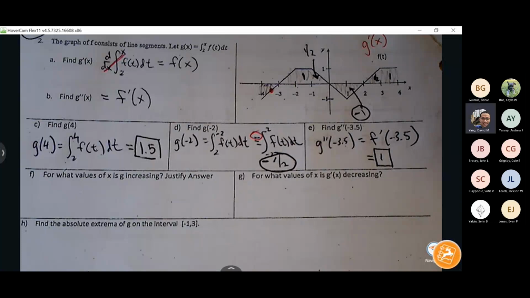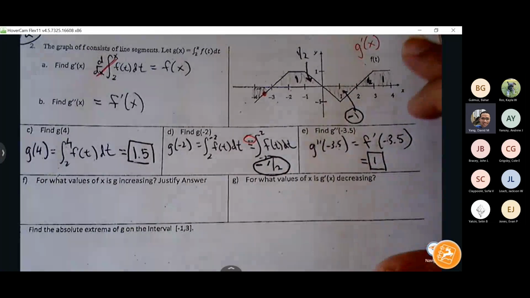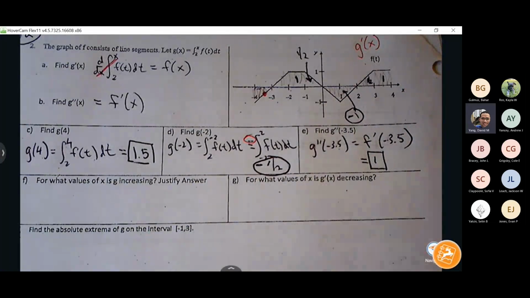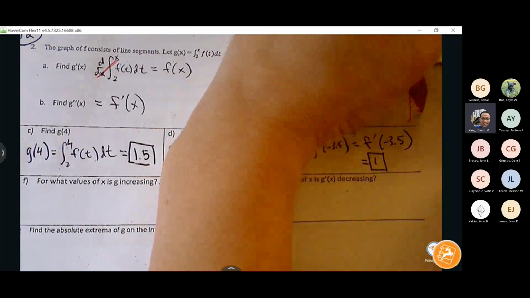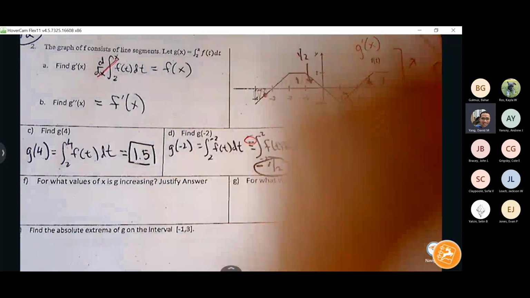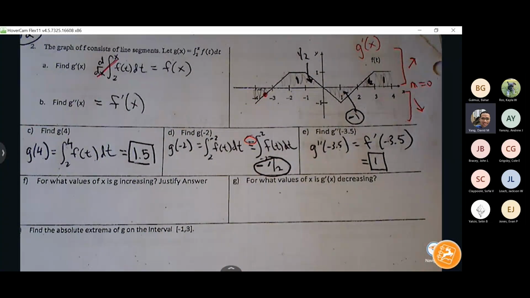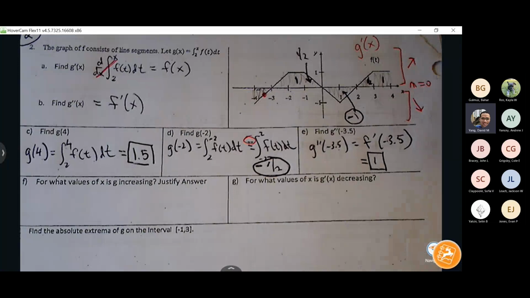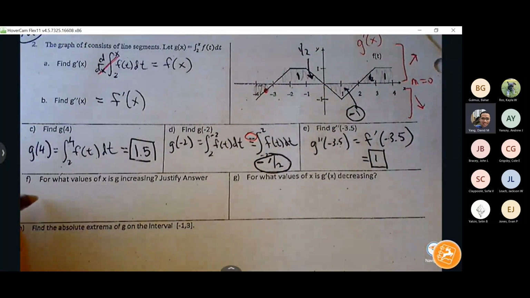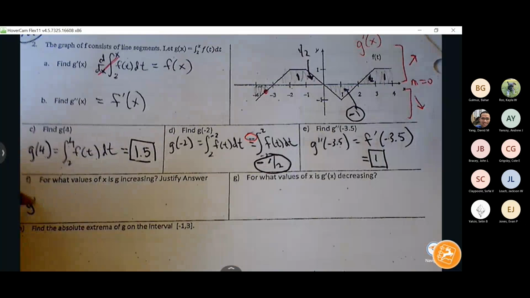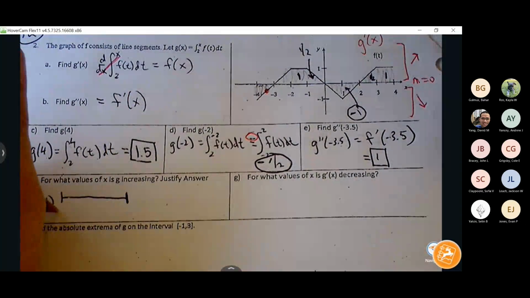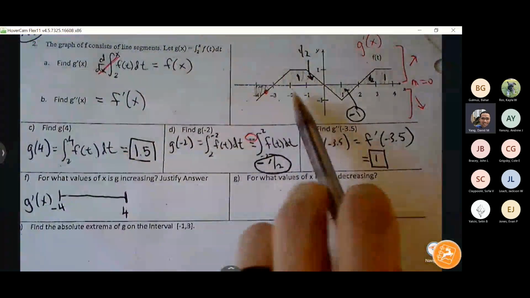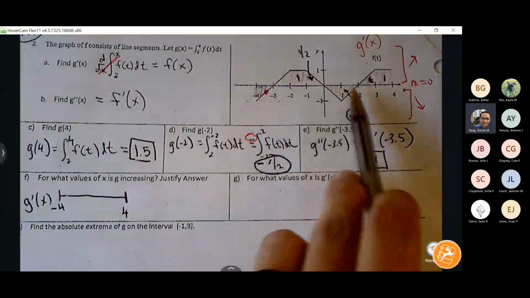For what values of x is g increasing? So keep in mind, this is the g prime graph. So we can create our label, the fact that it is a derivative graph, and we have to interpret accordingly. So your x-intercepts are where your g graph has a slope of 0. So I'll pick out -3, 0, and 2.